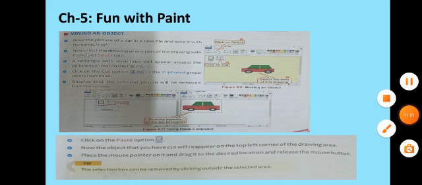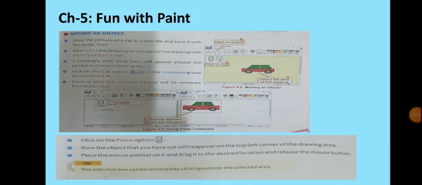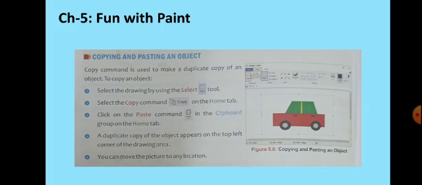Now we will move to the next topic, that is copying and pasting an object. Okay, now what is copying and pasting an object? When you want to create another copy of an object or a picture, copy command is used. Cut means when you cut it, it removes it from that place, but when you copy it, it keeps a copy there and creates a duplicate copy. One more copy is created.